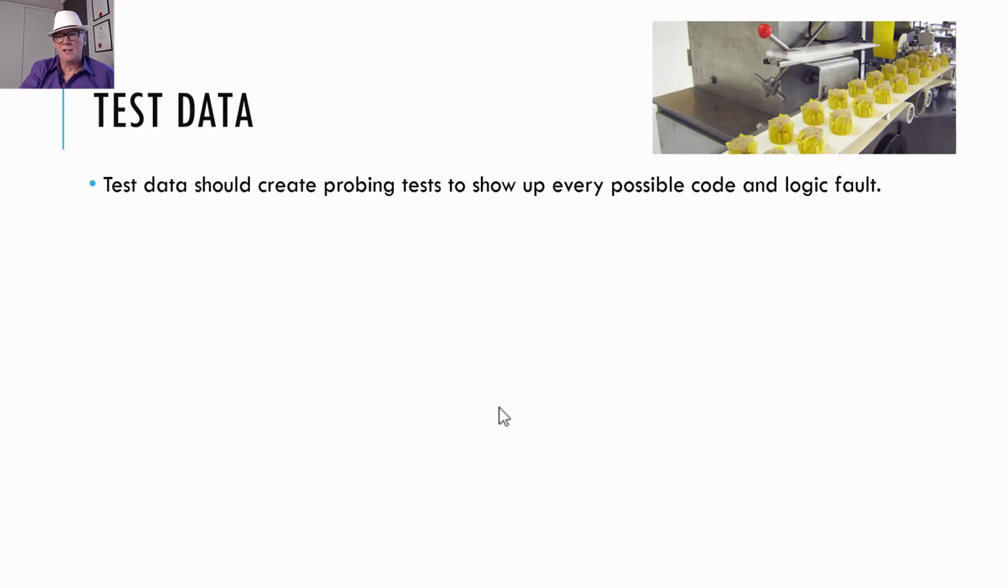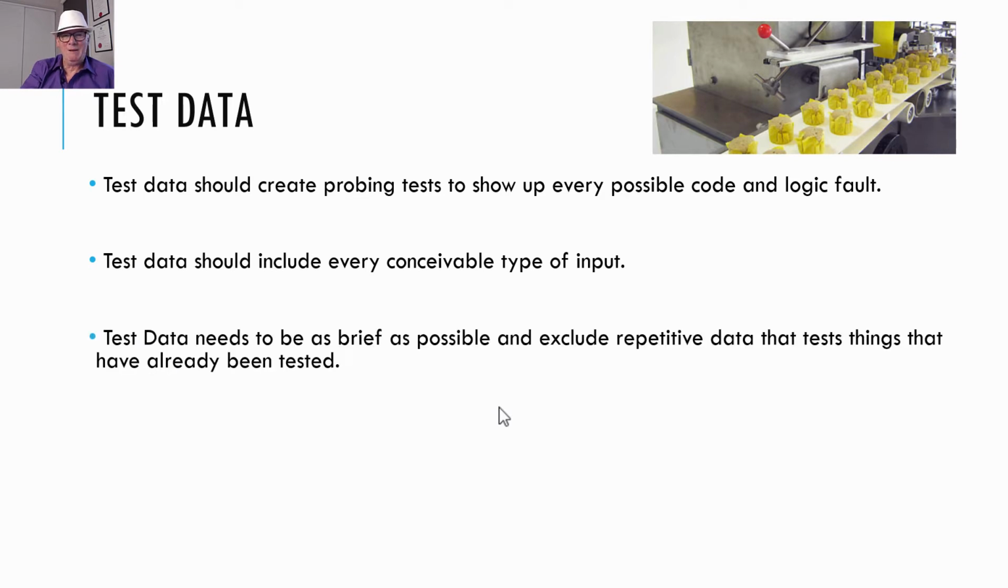So when you're getting all this test data and crunching it through the system, you should try and test every possible code and logic fault you can think of, every type of input that people could type in, or stuff they could even have coming in a file that's complete garbage, and make sure that doesn't get processed, that it's error trapped and messages are given.